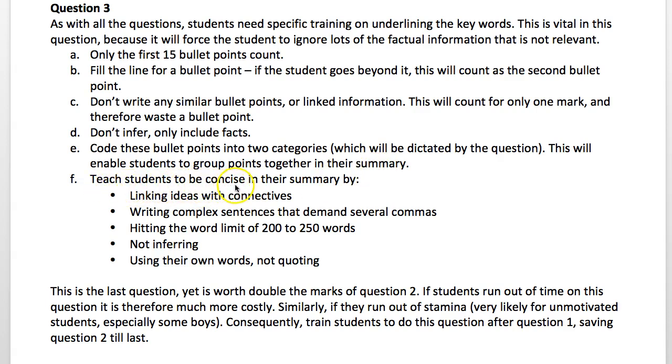How should you be concise? Well, you can link ideas using connectives, therefore, consequently, similarly, just linking ideas. Another way to be concise is to have complex sentences. When you write 2 ideas in 2 sentences, you inevitably use more words, whereas if you've got 2 ideas in 1 sentence, you'll have fewer words, but you will need to use commas in your complex sentences.